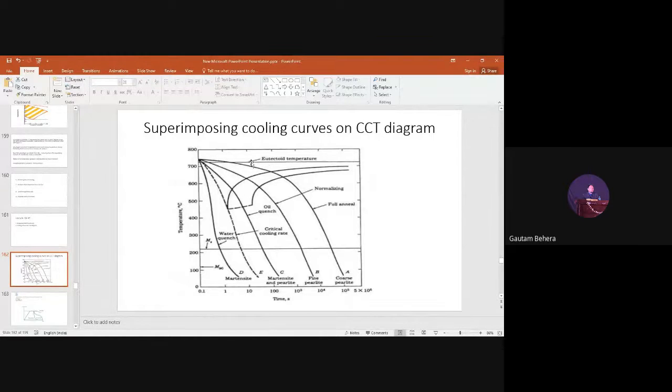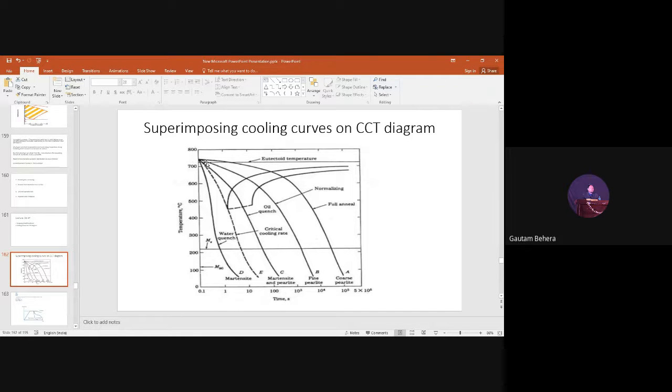So you can see this first cooling curve is very slow. That means the cooling rate is so slow that you can consider this as full annealing. It is already written over here as full annealing, right? Cooling rate is very slow. Cooling will be done inside the furnace, so you'll end up with coarse pearlite. Similarly, suppose you increase the cooling rate. The second cooling curve is this, and you are increasing the cooling rate. You can see it is normalizing, and the end product is fine pearlite.